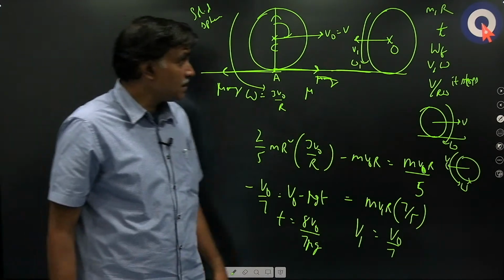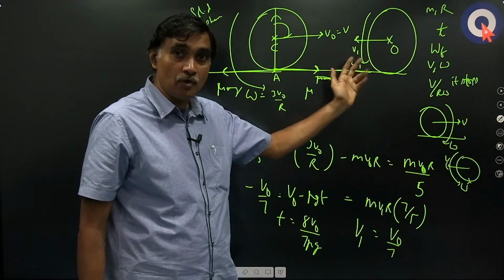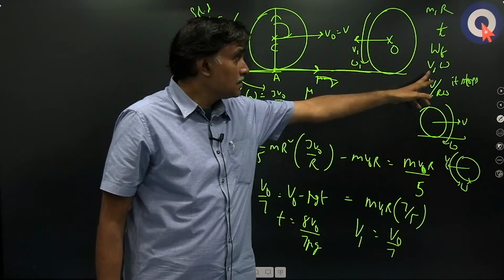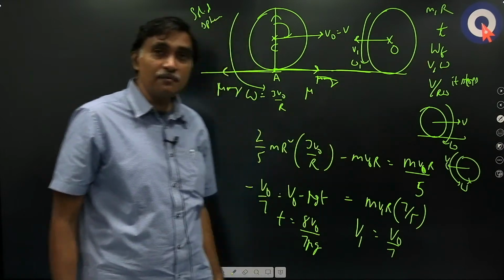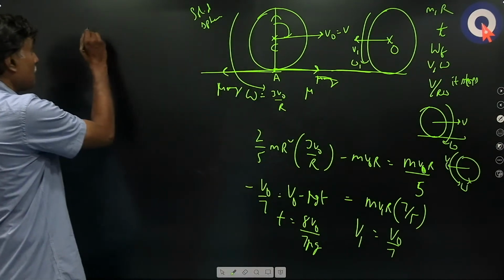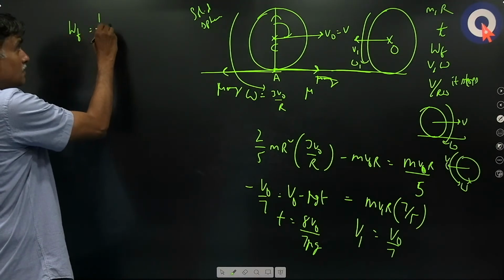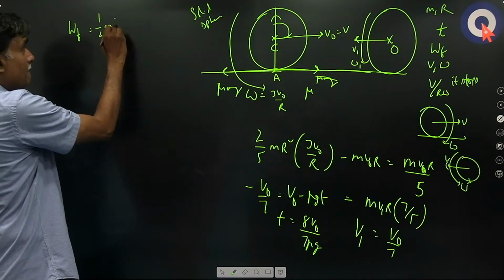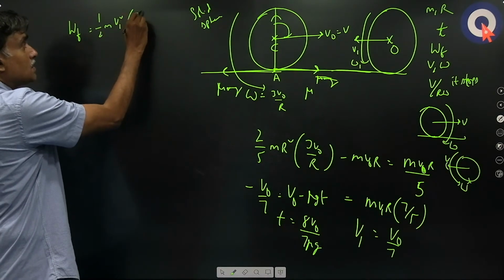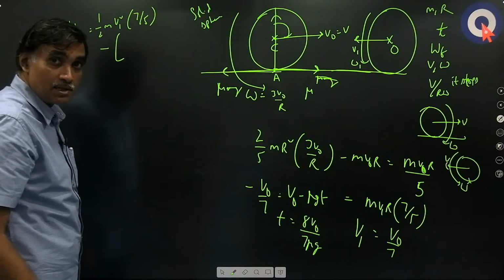Then what is the second bit? Velocity of center of mass and angular velocity when it starts rolling, we have found out anyhow. And work done by friction. Work done by friction is change in kinetic energy once again. So, what is work done by friction? It is final kinetic energy, half m v1 square into 1 plus gamma, that is 7 by 5, minus initial kinetic energy.